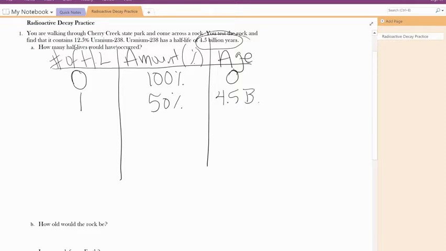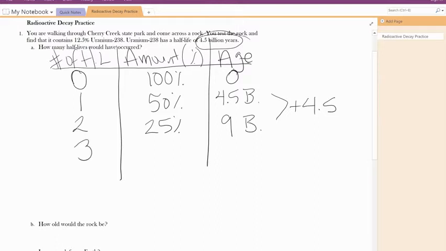We still need to get to 12.5% though, so we're going to continue this process. If we undergo 2 half-lives, half of 50%, there's now 25% uranium-238 left in that rock. And this rock is going to be, we would add another 4.5 billion years. So we would see that 9 billion years would have had to go by. We still haven't gotten to 12.5% though, so we're going to keep going.